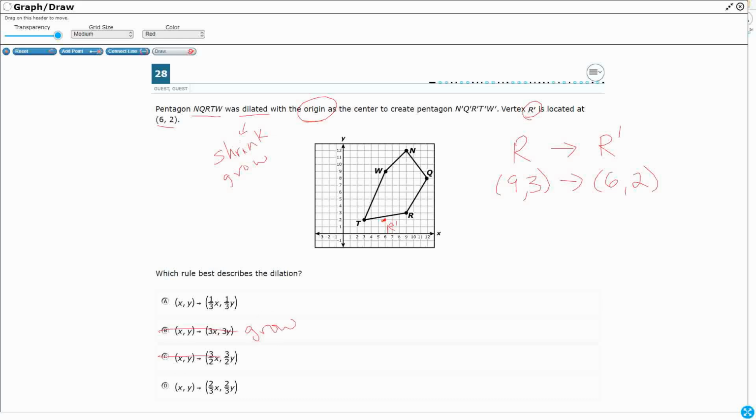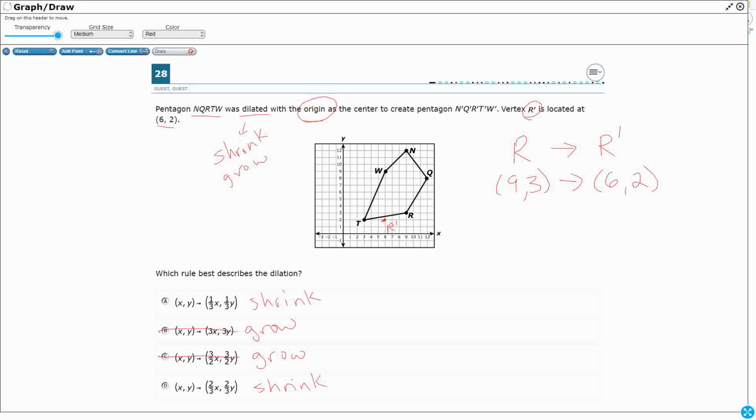But take a look at this C as well. It's also going to be a grow. Even though it's a fraction, it's greater than 1, so it's going to make it grow. So I've got two options to make it shrink. I can either multiply by 1/3, or I can multiply by 2/3. Right? So if I take 1/3 of 9, that's only going to give me 3. So let's try 2/3.